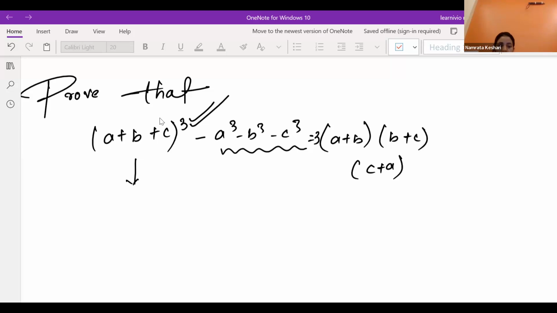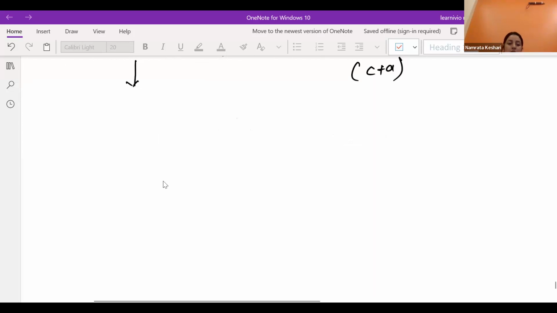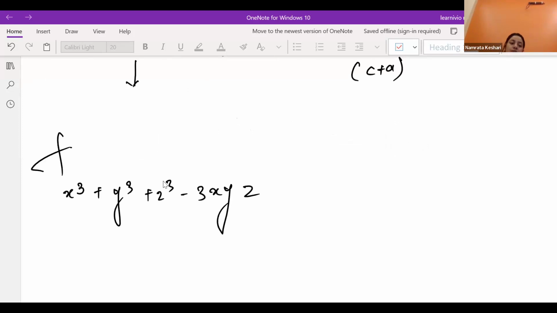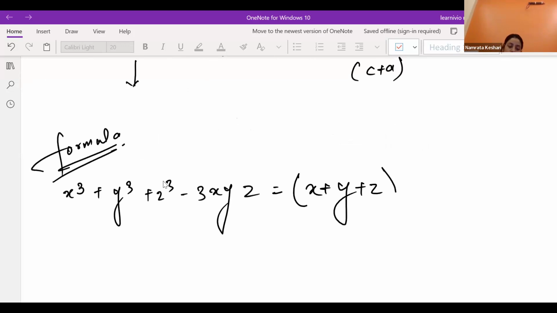No, this formula was not there. The a plus b plus c whole cube formula is not there. You have learned this formula: x cube plus y cube plus z cube minus 3xyz is equal to x plus y plus z in one bracket, and in the other bracket, x square plus y square plus z square minus xy minus yz minus zx.